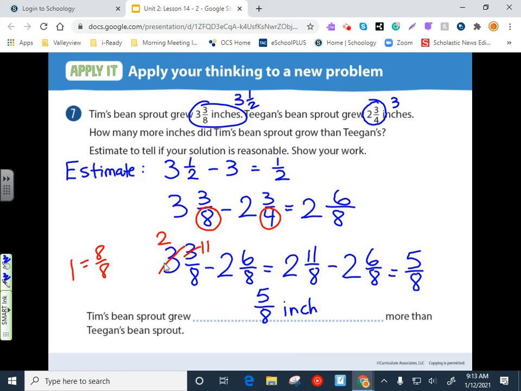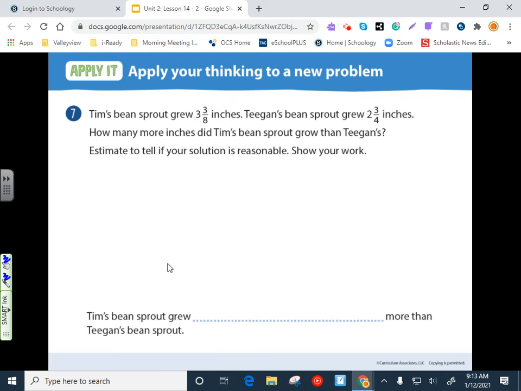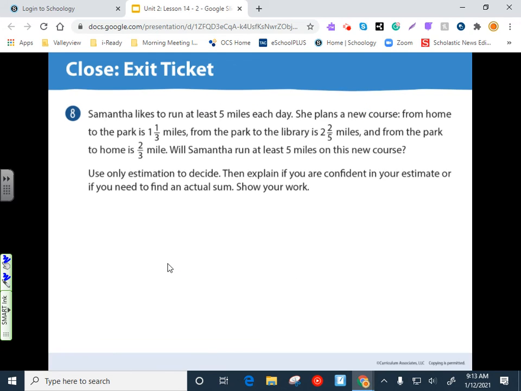So is that close? Well, our estimate's 1/2, which, remember, the equivalent fraction for 1/2 could also be, if we want to change it to eighths, 4/8. So 4/8 is really close to that 5/8. So our answer is likely correct. It's very reasonable. And let's do one more.